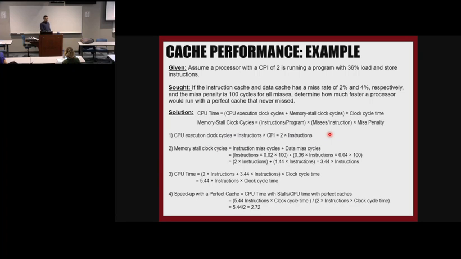So now, to find the speed up, you just have to divide these two. Right? We have the CPU time for the case that has memory misses, and then we have the CPU time for the perfect case. If we just divide them, we're going to get the speed up of a perfect cache, which would be 2.72. Does that make sense?